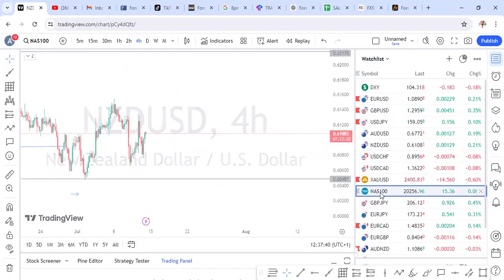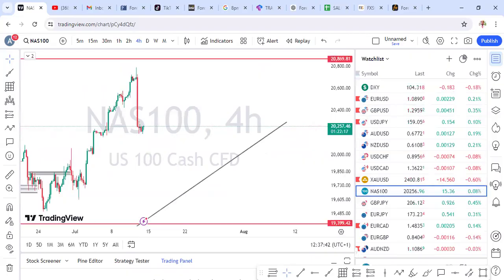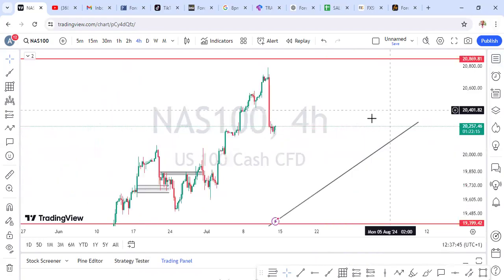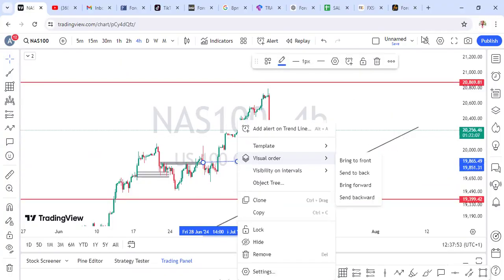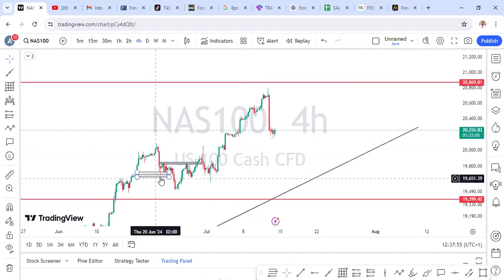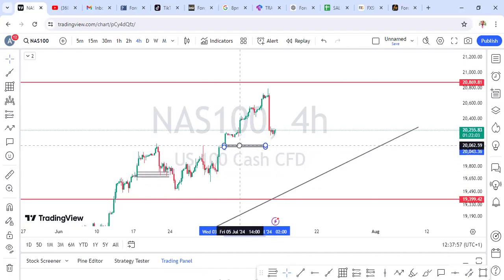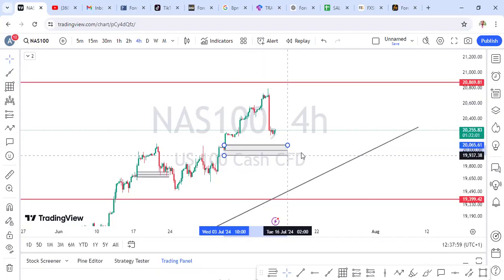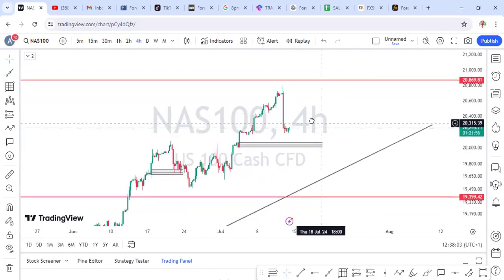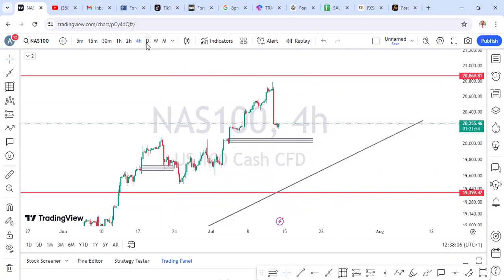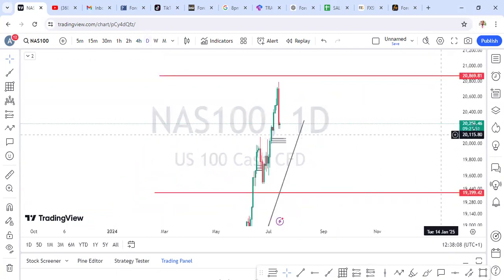So NAS is bearish to buy new. I know most of us don't trade this, but in case we have some people that are trading it, let's see if NAS pushes to that place. It's better to just position yourself for a buy.